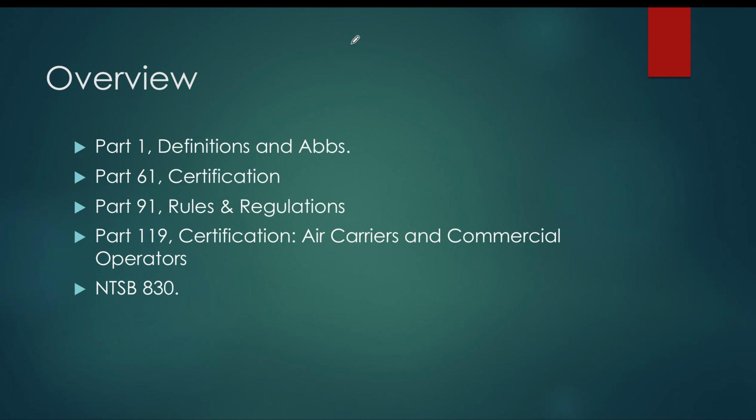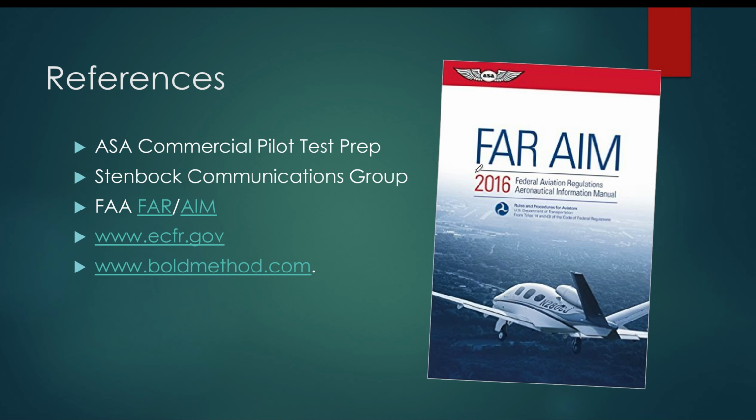We'll spend a lot of time talking about Part 119, which is certification of air carriers and commercial operators, as in what you have to do to become certified as an air carrier, or what you have to do to get an operating certificate to be a commercial operator, and what you can do as a commercial pilot without going through all those extra hoops. And then, of course, NTSB 830. It's actually a whole different title of the regulations, and we'll get more into that. But that's what you have to report and why you have to report it, basically, if something goes wrong.